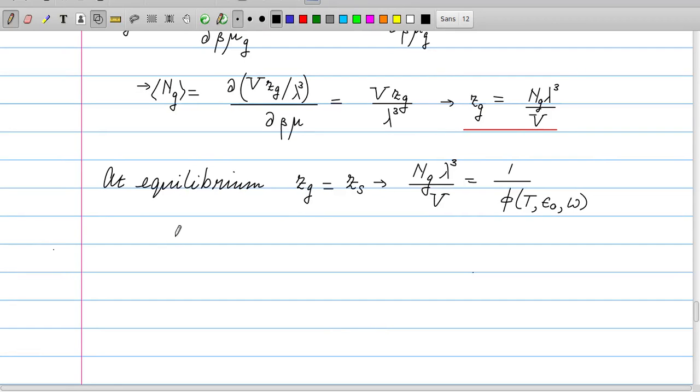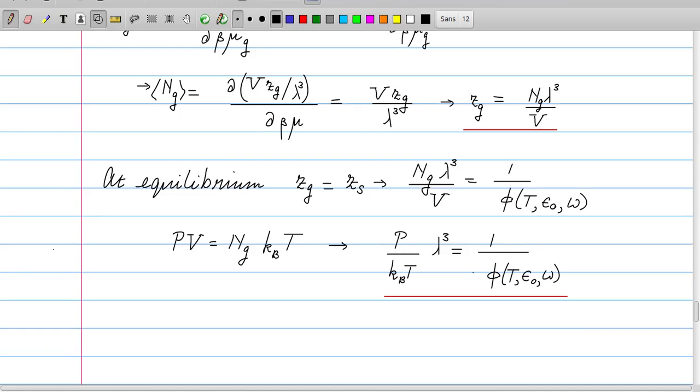And we can combine that with the ideal gas law. We use P times V is equal to N gas kBT. We assume that the gas and the solid are kept in equilibrium, so they should certainly have the same temperature. So combining that with the result that we found, we can find that P over kBT lambda to the third is 1 over phi. And the phi depends on the temperature, on epsilon 0, that's the bottom of the well in which the particles move when they are in the solid, and omega, which is the curvature of the potential the particles feel.